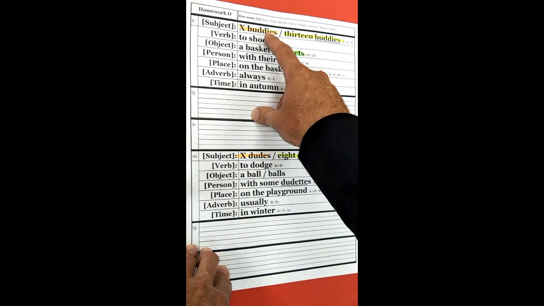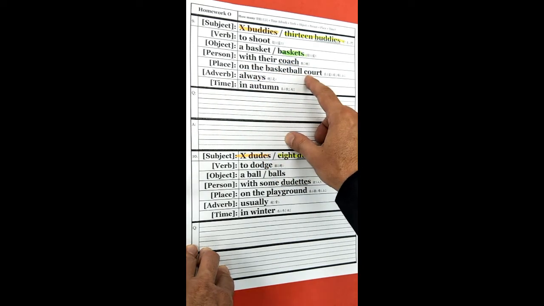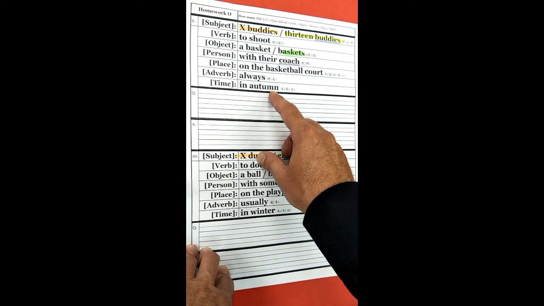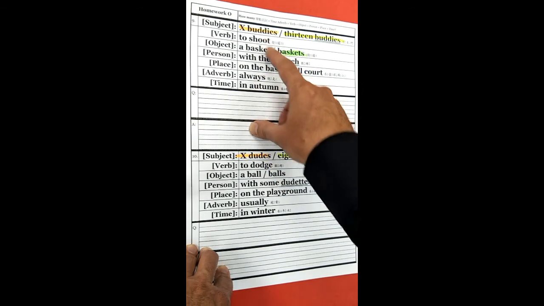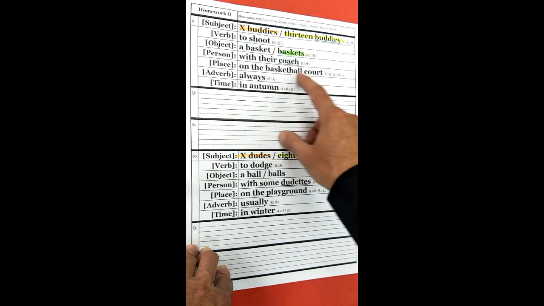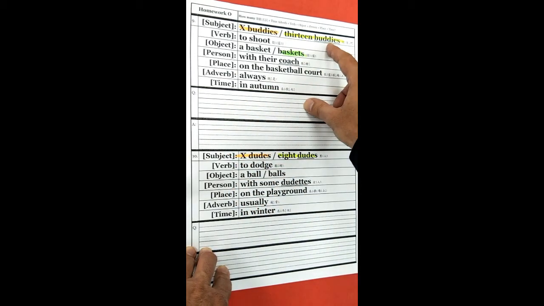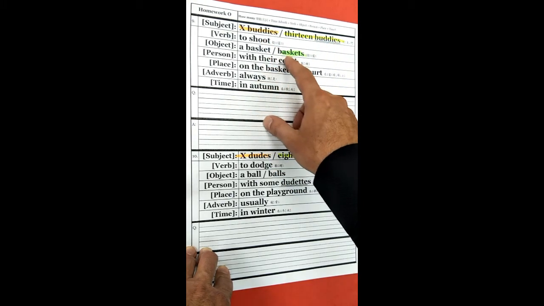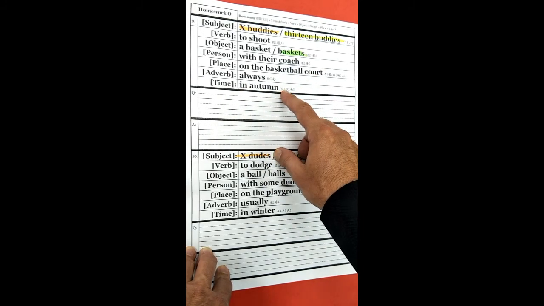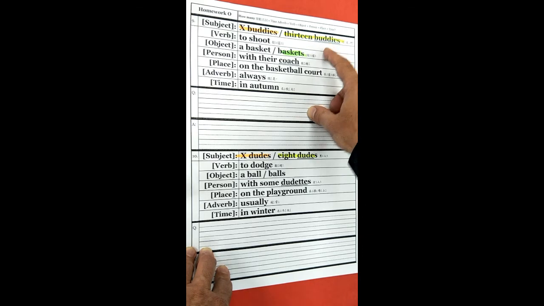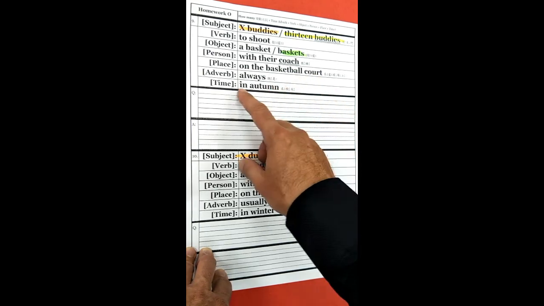How many buddies always shoot baskets with their coach on the basketball court in autumn? Answer. 13 buddies always shoot baskets with their coach on the basketball court in autumn.